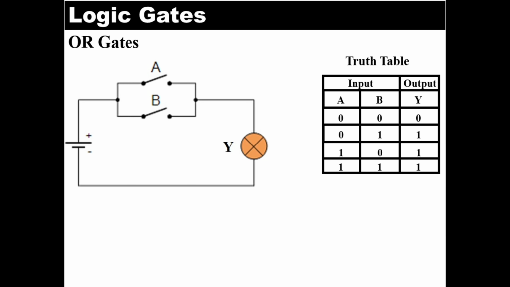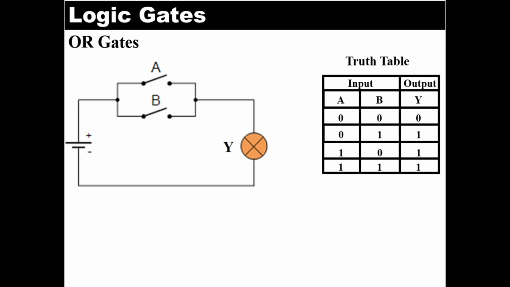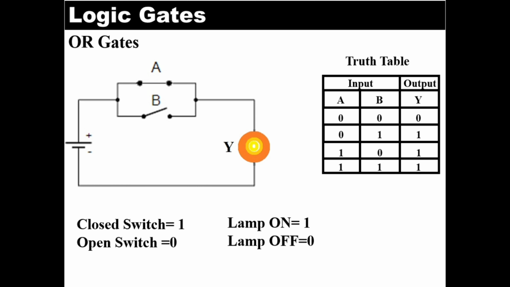To understand it more clearly, let's consider a circuit. This is a circuit where two switches A and B are connected in parallel and then connected to the lamp Y. Now assume that the switches are the inputs of the OR gate and lamp Y is the output of the OR gate. When both switches A and B are open, the lamp will not glow because it doesn't get any supply. It will remain turned off, that is low or 0. And when any one switch is closed, that is high, the lamp will glow because it is connected to the supply.